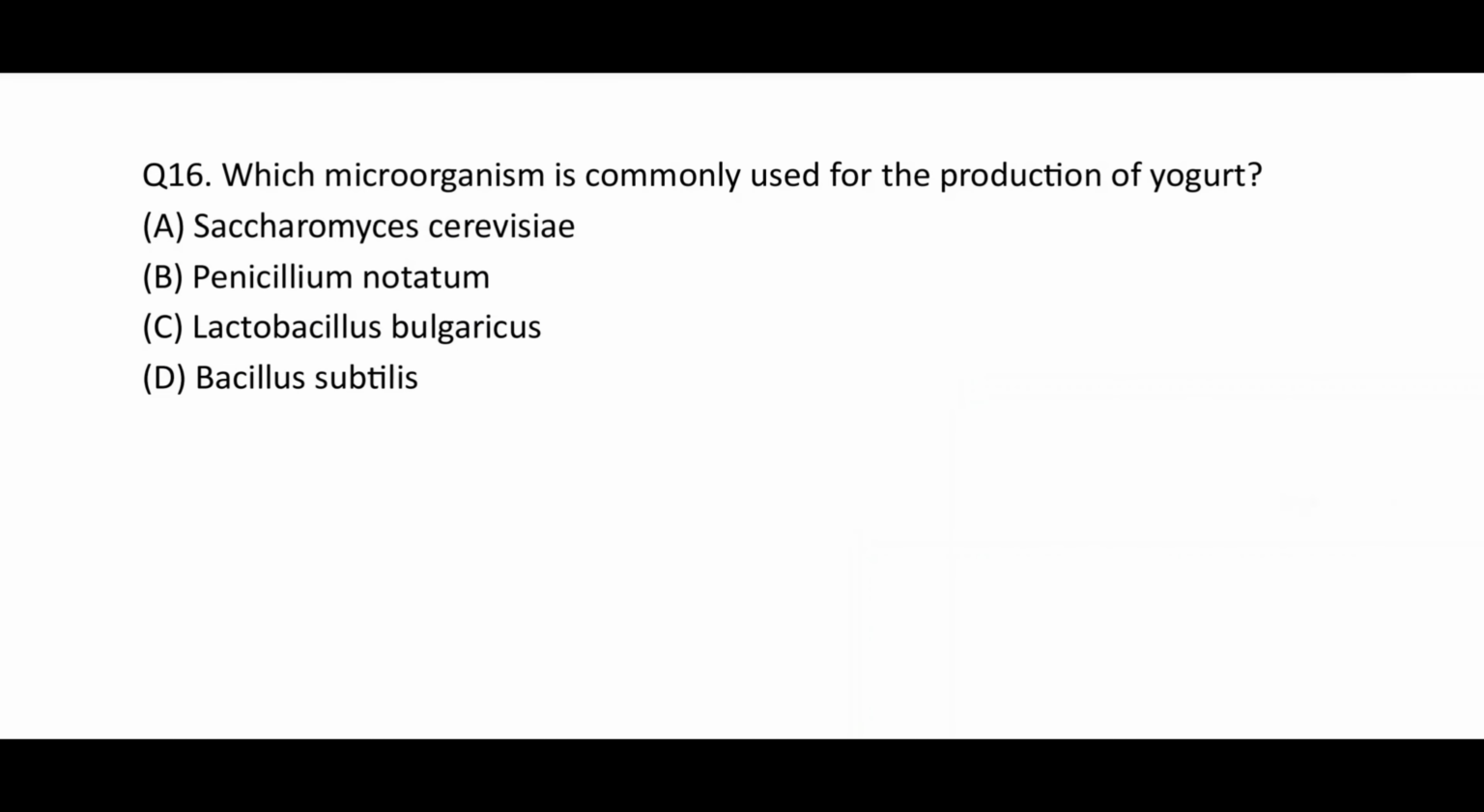Question number 16 is, which microorganism is commonly used for the production of yogurt? There are two microbes which particularly help in making yogurt, which are Lactobacillus bulgaricus and Streptococcus thermophilus. Here in option C, Lactobacillus bulgaricus is mentioned. So we'll take option number C. Let's move to the next question.